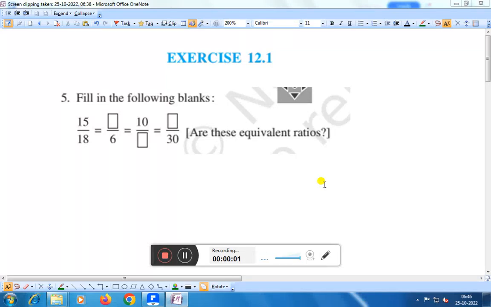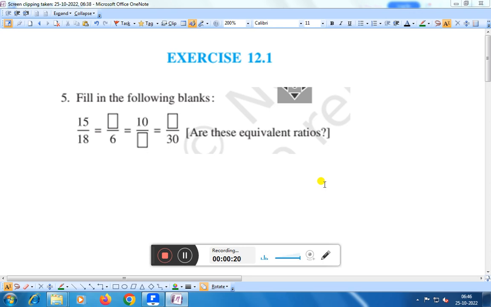Hello everyone. Today we shall discuss exercise 12.1 question number 5. Fill in the following blanks. 15 by 18 is equal to dash by 6 is equal to 10 by dash is equal to dash by 30. Are these equivalent ratios?